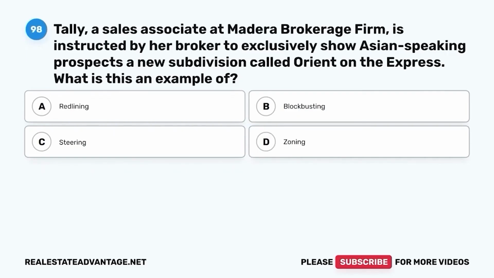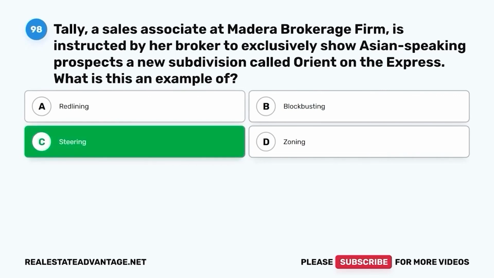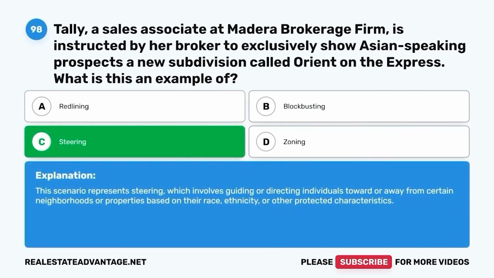Question 98. Tally, a sales associate at Madeira brokerage firm, is instructed by her broker to exclusively show Asian-speaking prospects a new subdivision called Orient on the Express. What is this an example of? A. Redlining. B. Blockbusting. C. Steering. D. Zoning. The correct answer is C. Steering. This scenario represents steering, which involves guiding or directing individuals toward or away from certain neighborhoods or properties based on their race, ethnicity, or other protected characteristics.